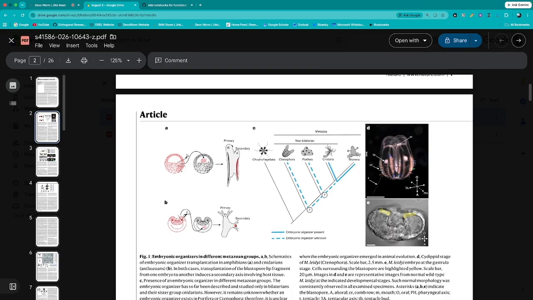So in cnidaria and bilateria, we know that there's an embryonic organizer present, and they're showing this common ancestry here. So the common ancestor of cnidaria and bilateria, and then the common ancestor of Porifera and cnidaria-bilateria is back here, but we don't know if the embryonic organizer existed there because there's no evidence of an organizer in Porifera, nor in ctenophora. So we suspect that the common ancestry of the organizer is at the cnidaria-bilateria split.